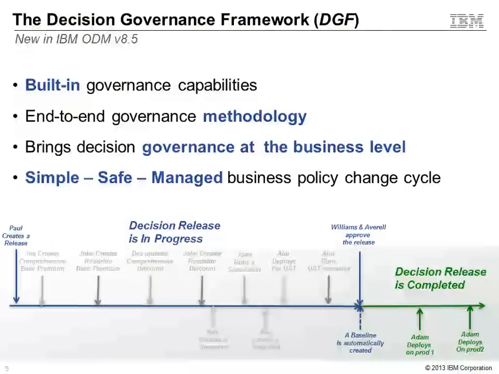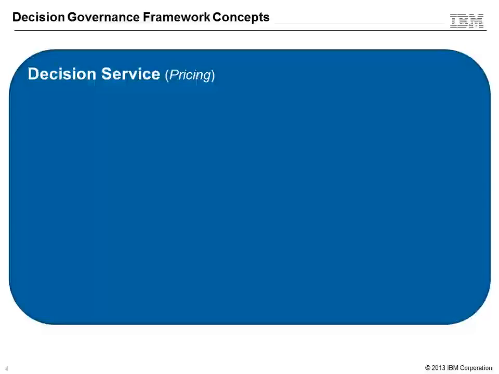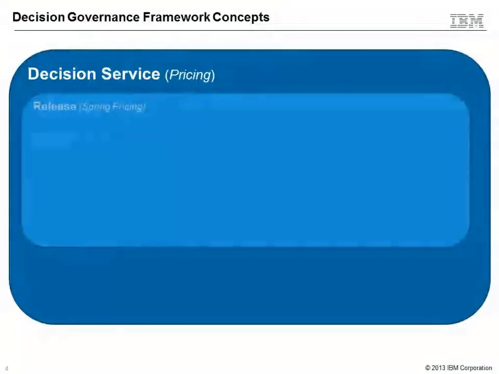The new Decision Governance Framework allows policy updates to be performed in release cycles, in which many actions are controlled and tracked. Updates can only be deployed after release is completed and approved. In the Decision Governance Framework, your business decisions are seen as decision services. Let's use a pricing decision as an example.